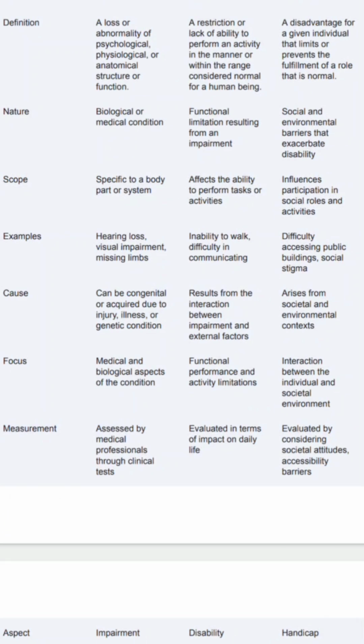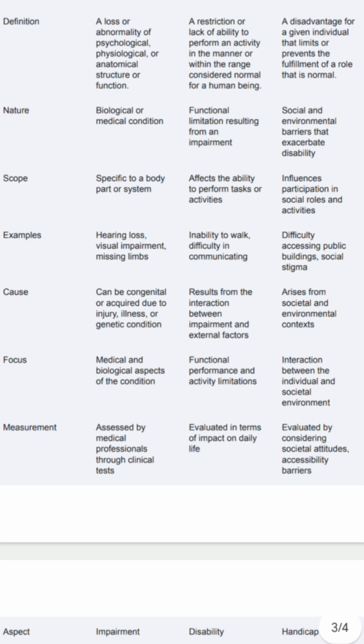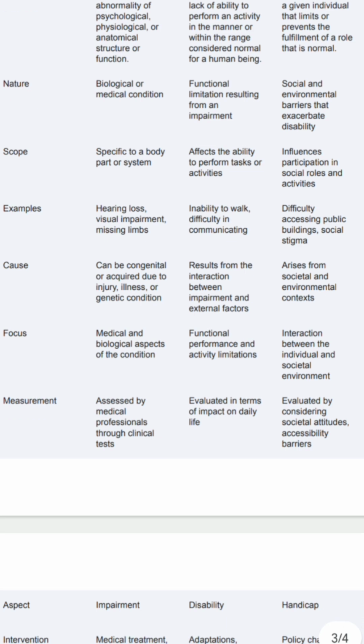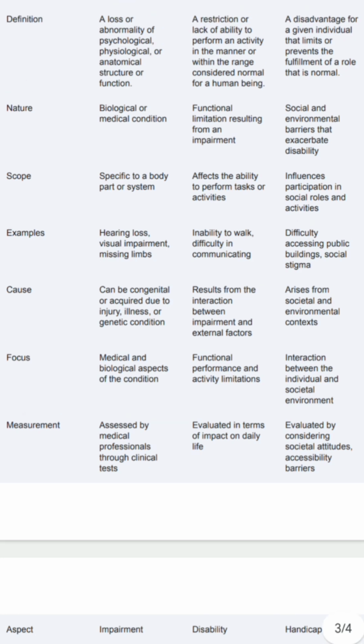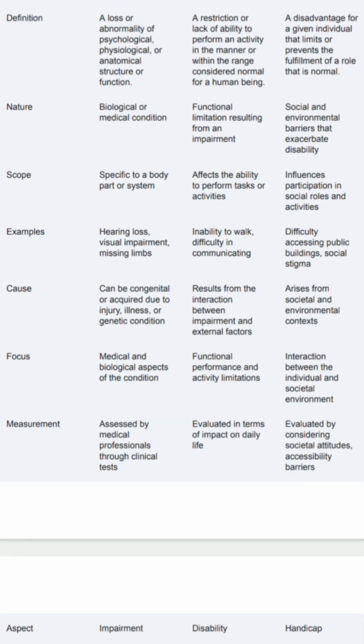Examples for impairment: hearing loss, visual impairment, missing limbs. Examples for disability: inability to walk, difficulty in communicating. Examples for handicap: difficulty in accessing public buildings, social stigma. Causes for impairment can be congenital or acquired due to injury, illness, or genetic condition. Causes for disability result from the interaction between impairment and external factors. Causes for handicap arise from societal and environmental contexts.